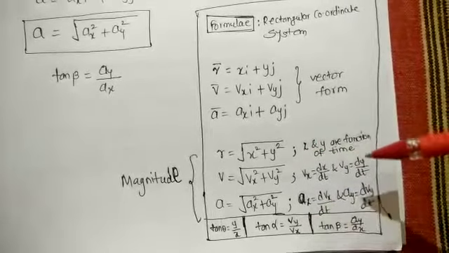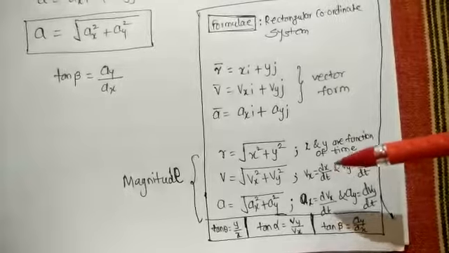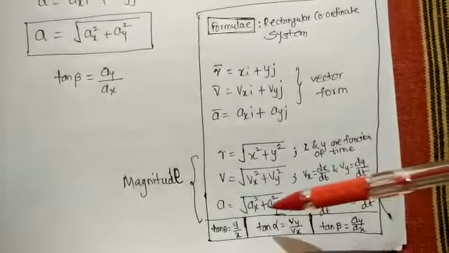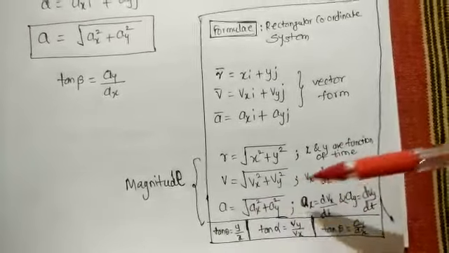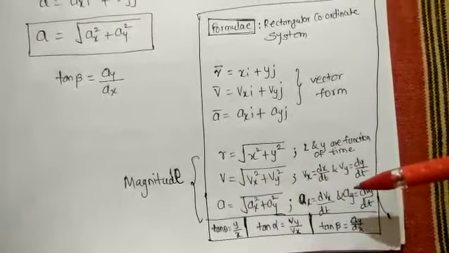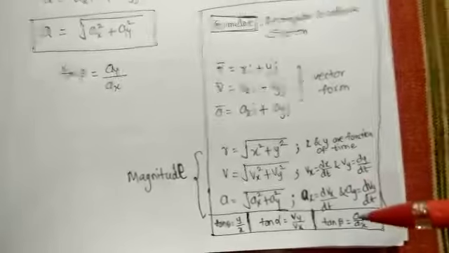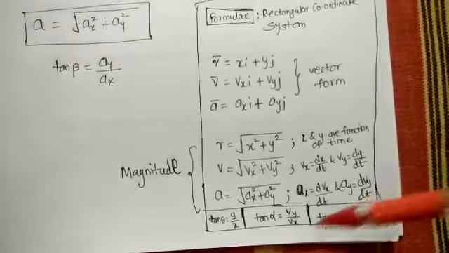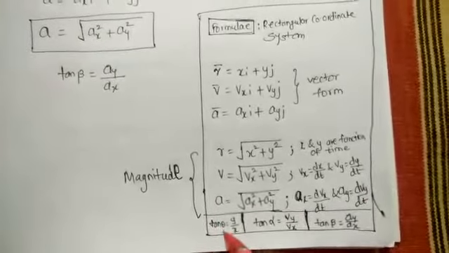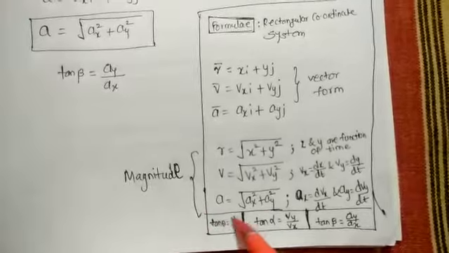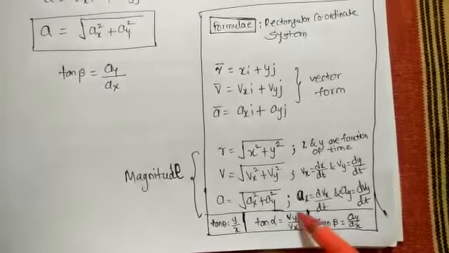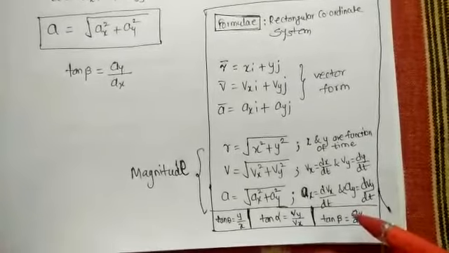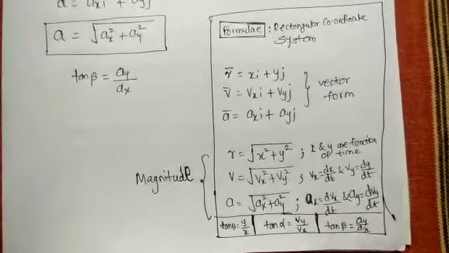So vx and vy are the velocity components, which are respectively dx by dt and dy by dt, and acceleration equal to under root of ax square plus ay square, where ax and ay are the acceleration components, which means dvx by dt and dvy by dt respectively. Then the direction, that is angle with respect to x-axis, tan of theta equal to y by x, tan of alpha equal to vy upon vx, tan of beta equal to ay upon ax. Now in the next lecture we will study a problem.